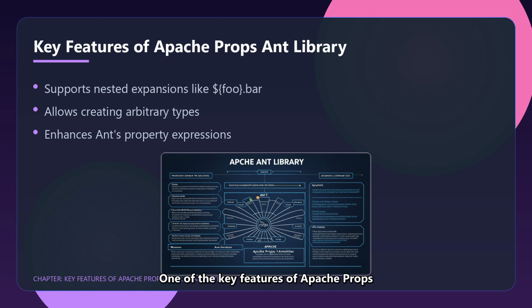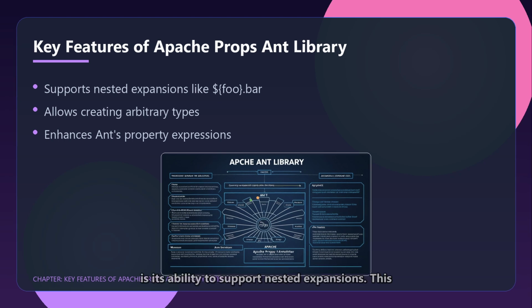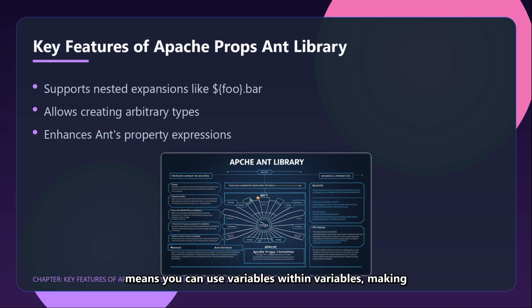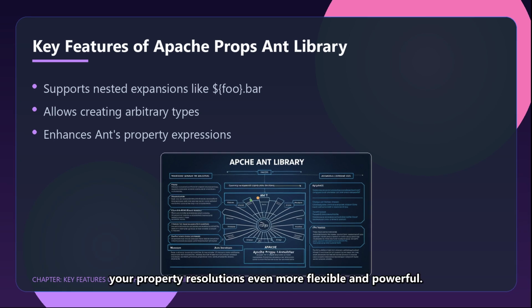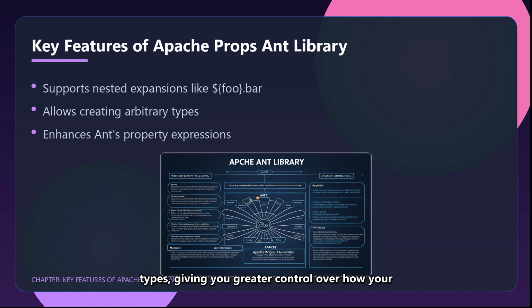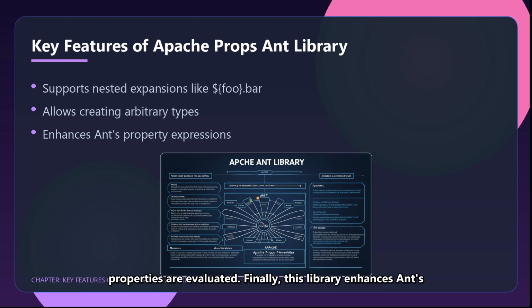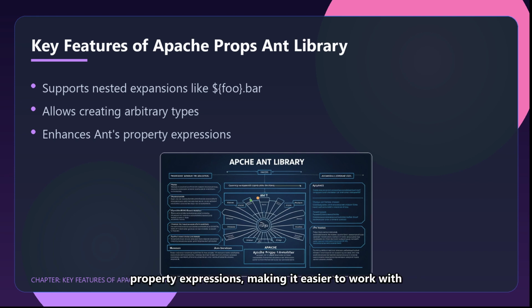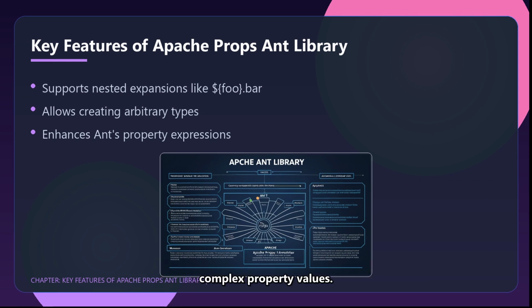One of the key features of Apache Props is its ability to support nested expansions. This means you can use variables within variables, making your property resolutions even more flexible and powerful. Additionally, Apache Props allows you to create arbitrary types, giving you greater control over how your properties are evaluated. Finally, this library enhances Ant's property expressions, making it easier to work with complex property values.